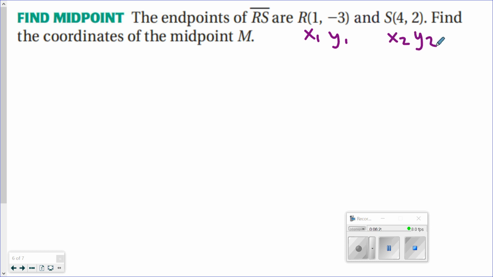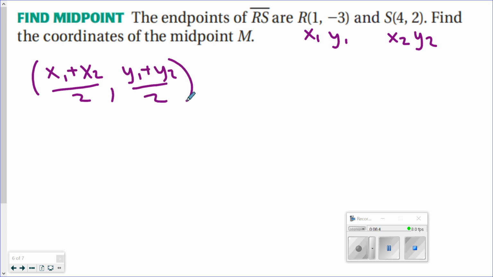So once again, my midpoint formula is adding up my x's, divide that by 2, adding up my y's, divide that by 2. All right, let's plug in what we know. x1 is 1, x2 is 4, divide that by 2. And my y's, -3 plus y2, which is 2. Divide that by 2.